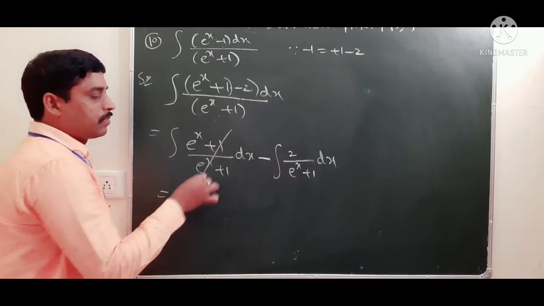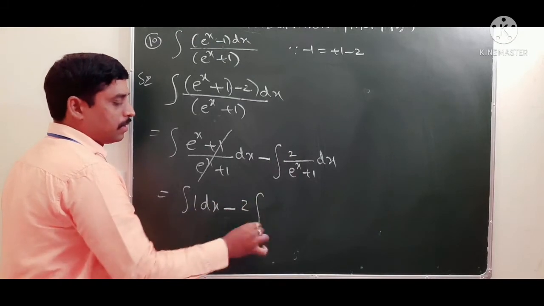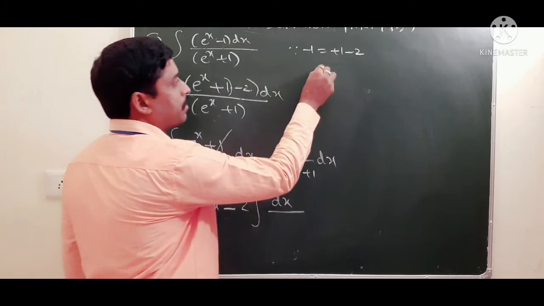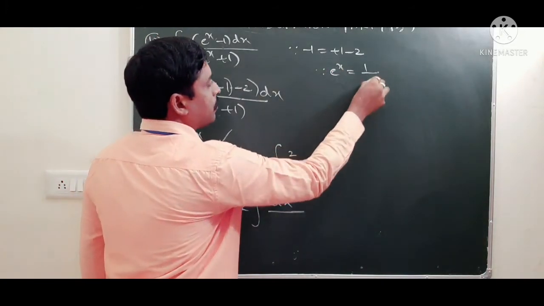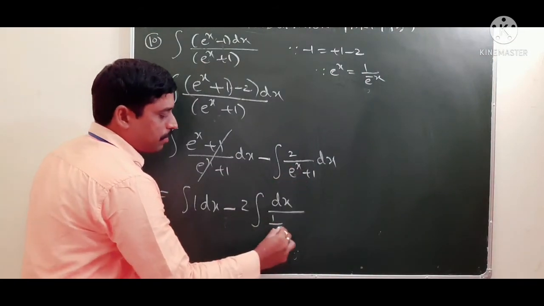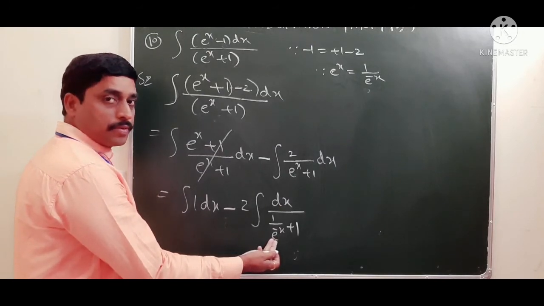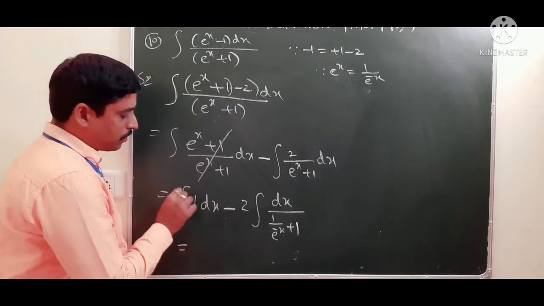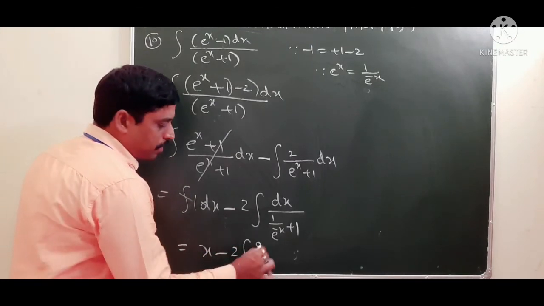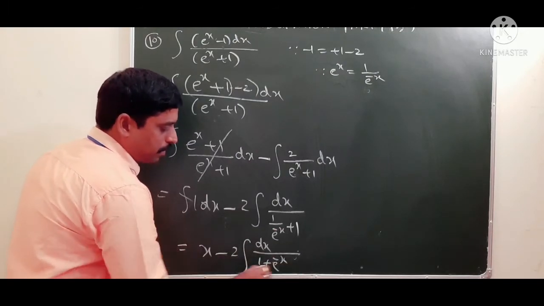Okay, e power x plus 1 gets cancelled, this is 1 dx, minus 2 constant dx by e to the power x. This e to the power x can be written as 1 by e to the power minus x. So e to the power x means 1 by e to the power minus x, plus 1. So let us do LCM. LCM is e to the power minus x. So 1 dx value x minus 2 times of dx by, LCM is 1 plus e power minus x by e power minus x.